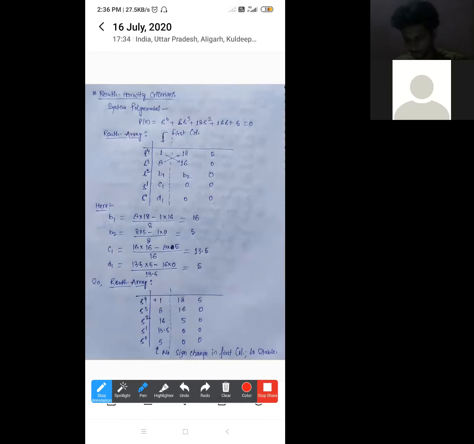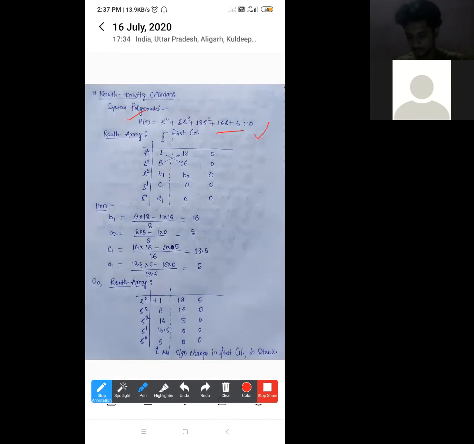I have taken one system polynomial here: P(s) = s^4 + 8s^3 + 18s^2 + 16s + 5. What is a system polynomial? Do you remember the transfer function? The transfer function was nothing but the ratio of system output to the input. So the denominator polynomial of the transfer function is the system polynomial, represented here as P(s), and we have put it equal to 0.